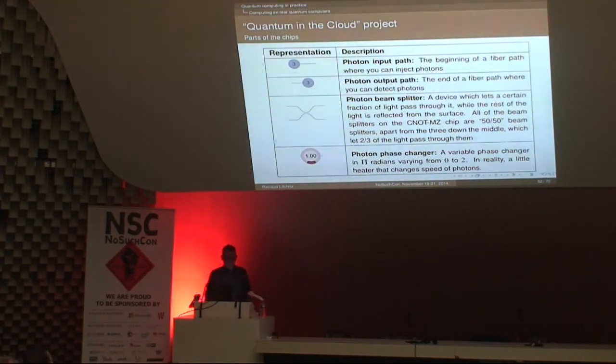So this is the way to understand the chip. You have photon input paths, where you will put photons. You have photon output paths, where you will measure photons. You have beam splitters, that is to say mirrors that let the light pass half the time. And they have a photon phase changer where you can finely tune the phase of the photon from 0 to 2 times pi radians.